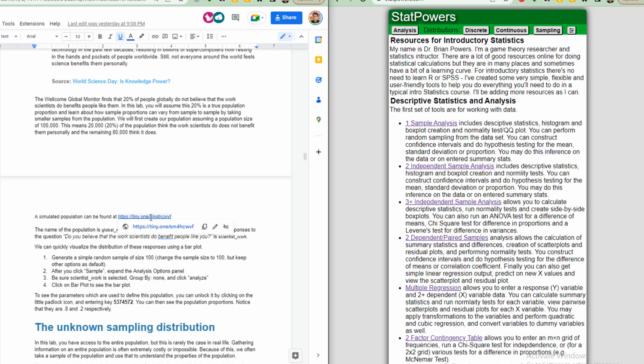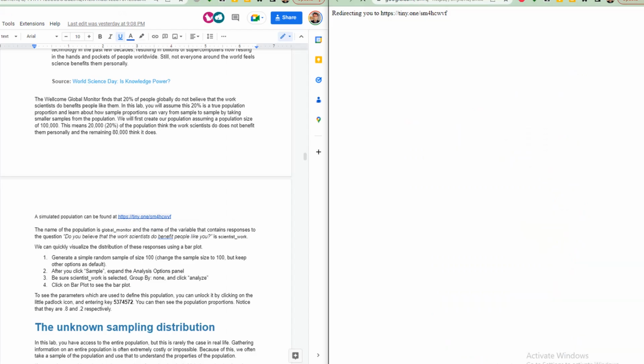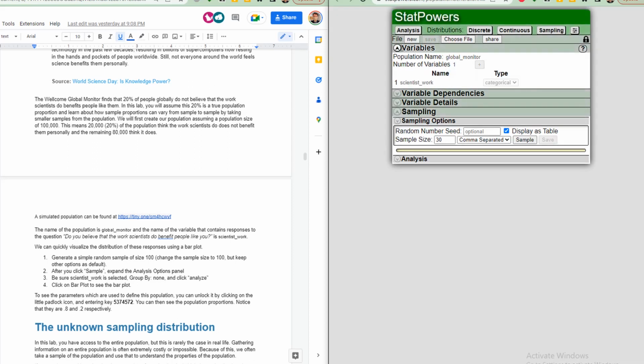So I'm going to pull up this population. I'm going to put it over in the other window, in fact. Really there's only one variable in this: scientist work. We're going to create a sample from this population, a sample of size 100. That's the only thing we need to do to sample from it. We don't have to actually build the population. And I'm going to sample.